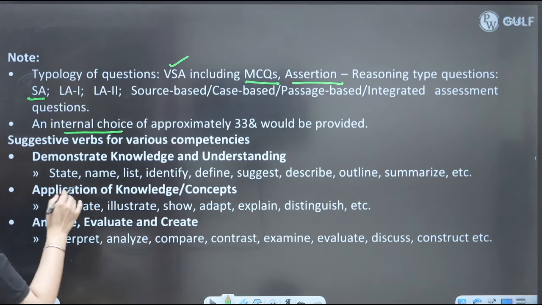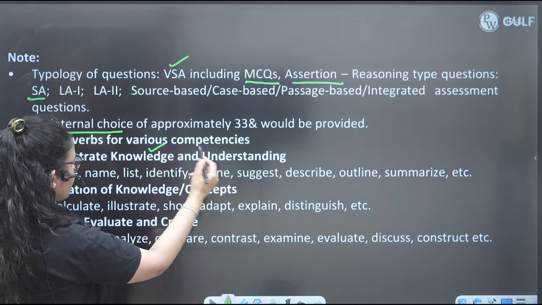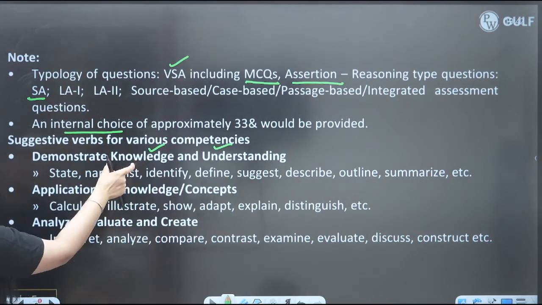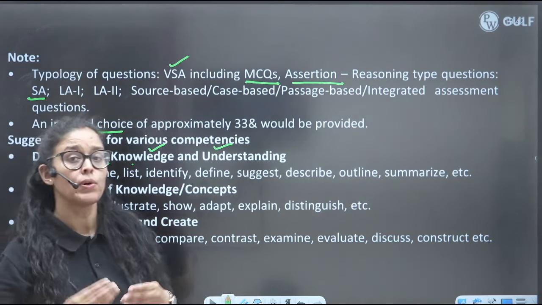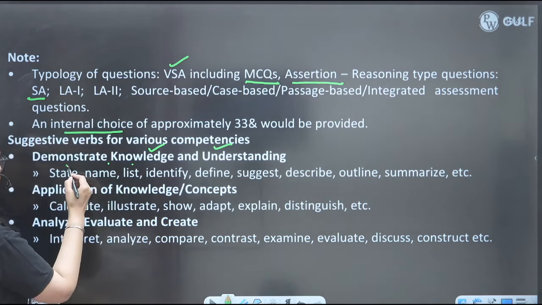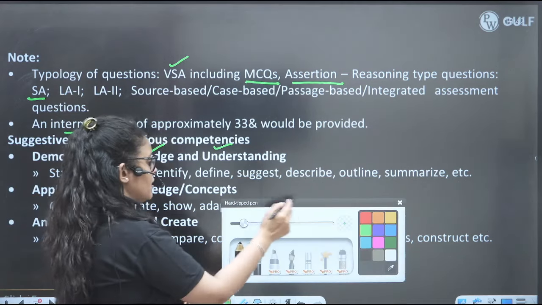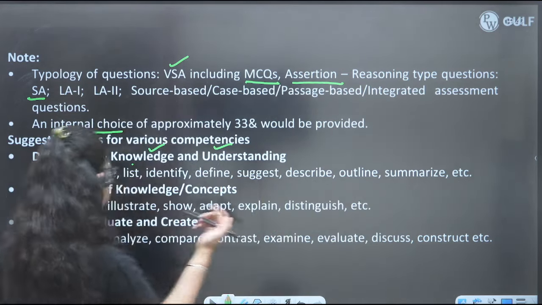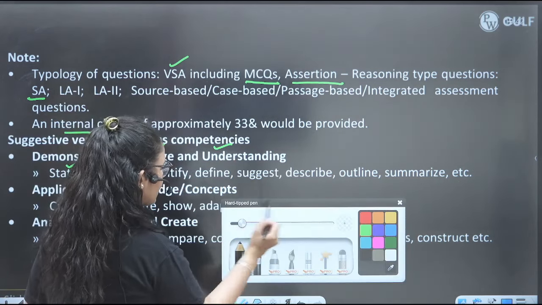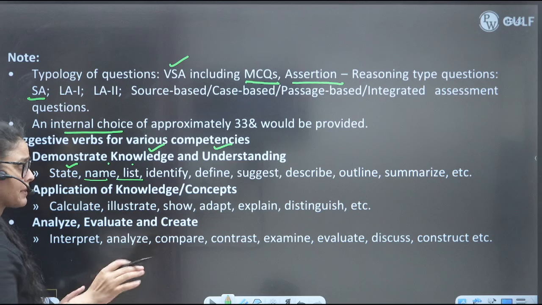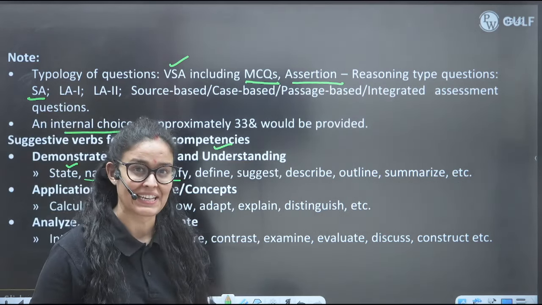Now, I have told you that they will be asking maximum questions on the basis of knowledge and understanding. So what kind of questions are included in this part? They can ask you to define something. They can ask you to name a particular diagram or anything, right? They can ask you to make a list of certain things. So these are the knowledge based questions. They'll be giving you diagrams and asking you to identify the diagram, right?